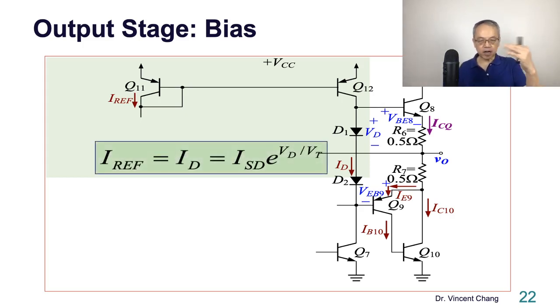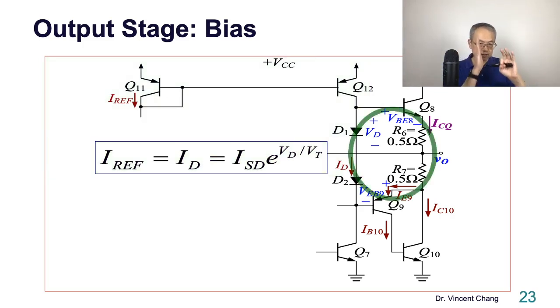So let's start with the diode, the bias current of the diode. So the ID, reference current, equals the ID. Why? The PNP current mirror on the top, Q11 and Q12, right? So the reference current mirror and to the diode current, the ID. So ID based on the diode relationship equals ISD, which means the saturation current of the diode, and exponential VD divided by VT, the diode drop.